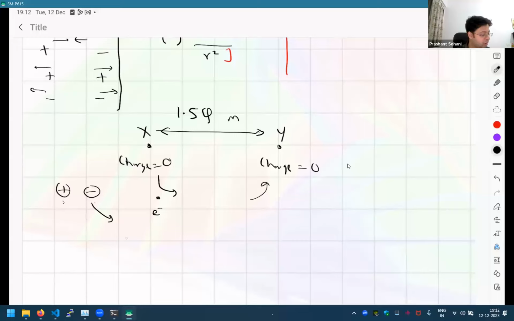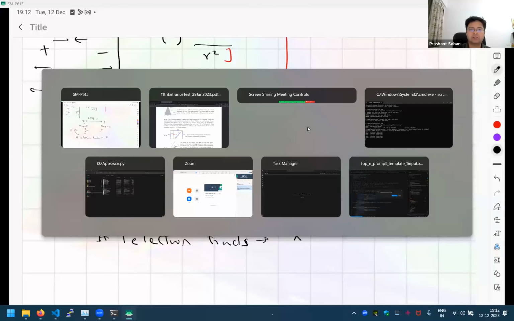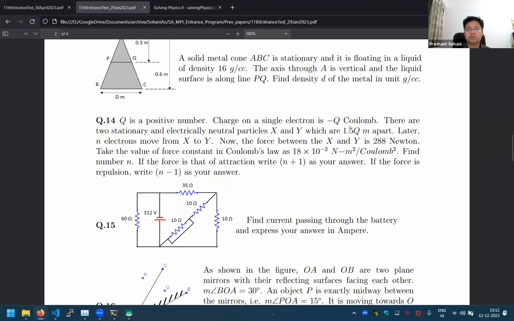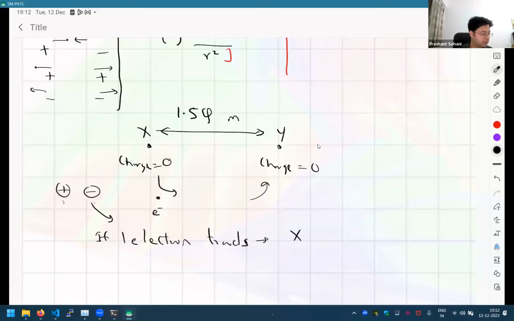So if one electron travels, we know what is given. We are given the charge of one electron: minus q coulomb. After one electron goes from x to y, the new value of the charge of x will be plus q and y will be minus q, because one electron has arrived at y and one electron has departed from x.